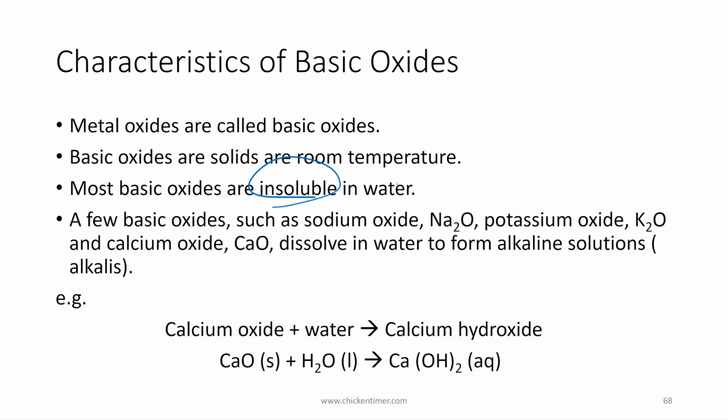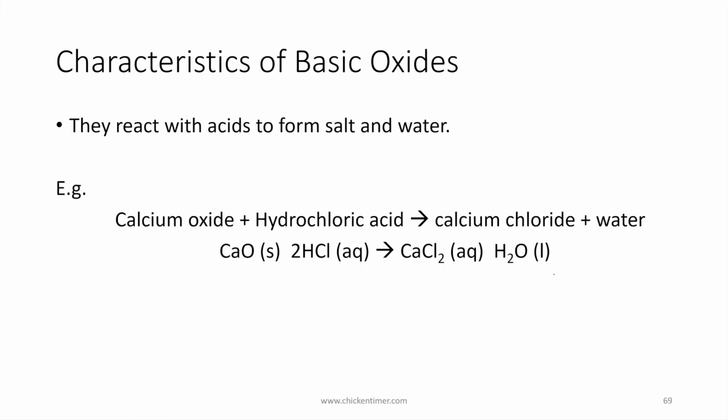A few of them, namely sodium oxide, potassium oxide, and calcium oxide, they will dissolve in water to form alkaline solutions. So you have an example here. They say calcium oxide plus water gives you calcium hydroxide. Basic oxide is the reverse of acidic oxide. So basic oxides, they react with acid to form salt and water. Acidic oxide, they react with bases to form salt and water.